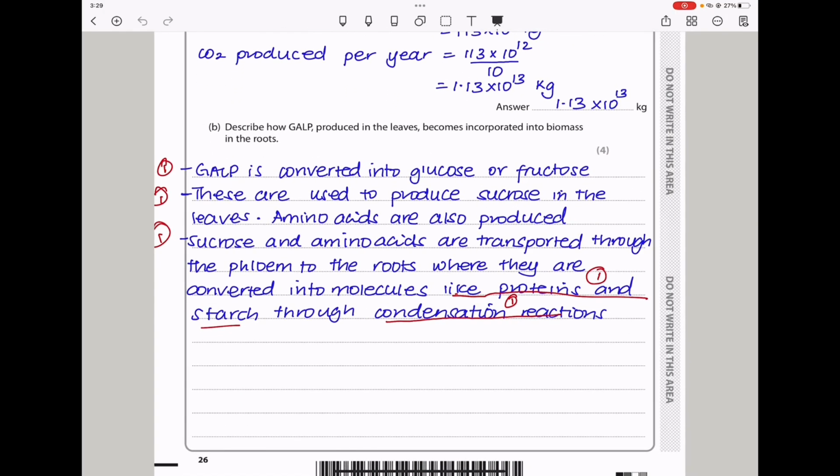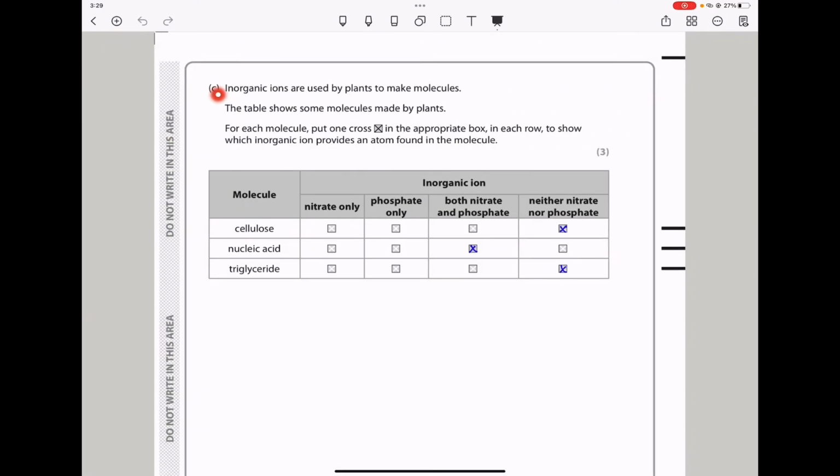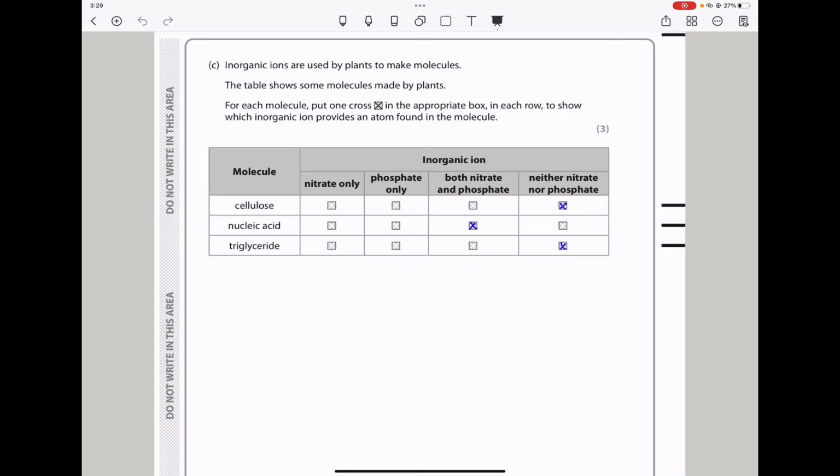Moving on. In part C, inorganic ions are used by plants to make molecules. The table shows some molecules made by plants. For each molecule, put one cross in the appropriate box in each row to show which inorganic ion provides an atom found in the molecule. This one is only carbon, hydrogen, and oxygen, so it's going to be neither nitrate nor phosphate. Nucleic acids have carbon, hydrogen, oxygen, nitrogen, phosphorus, so we can say both nitrate and phosphate. And triglycerides have only carbon, hydrogen, and oxygen, so we can say neither nitrate nor phosphate.